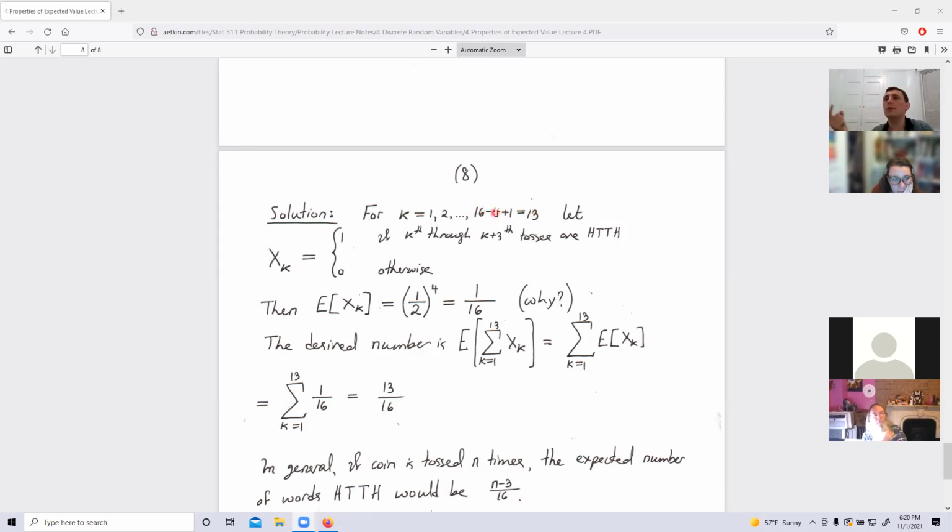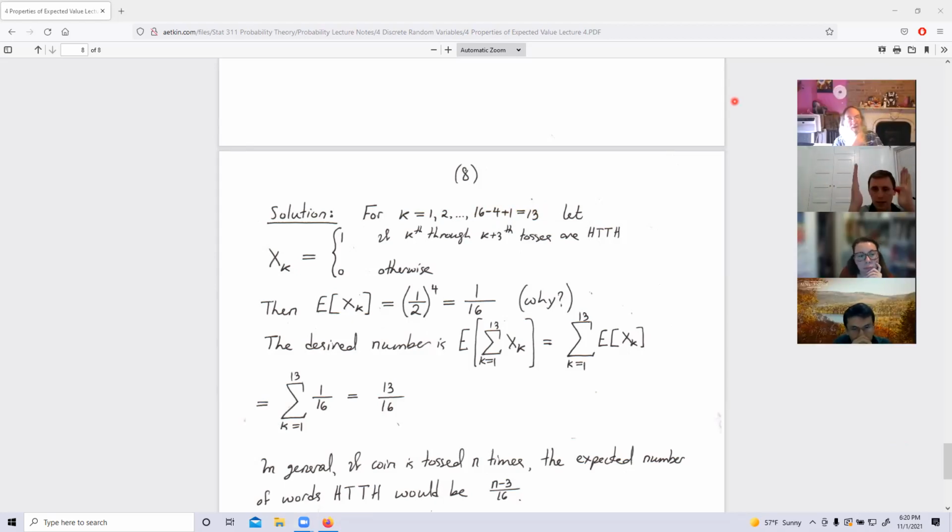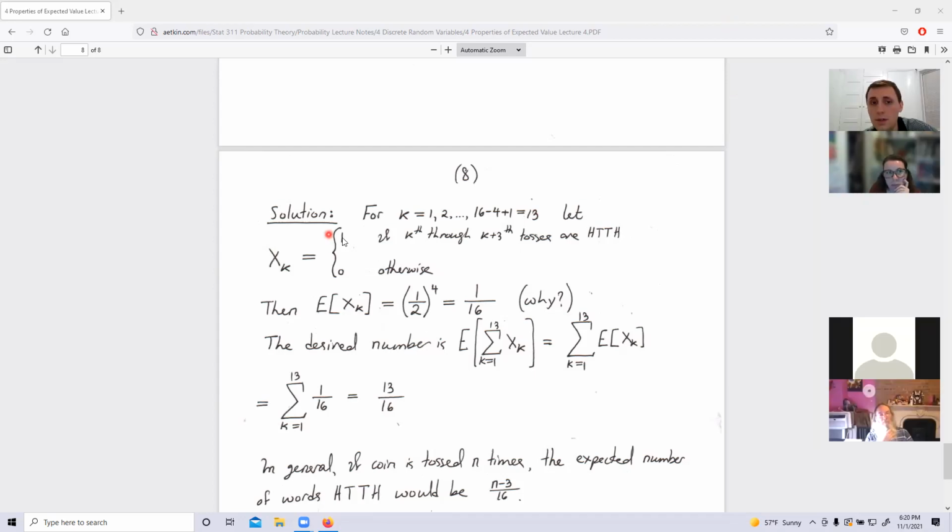You see, 16 minus 4 means I remove 4 of them, but I don't want to start from before removing 4, so I add 1. I hope you understand the plus 1 meaning here, guys. I take 16 minus 4. That's the last 4 that I can read, but that means that I overshot by 1. 16 minus 4 means I went 16, 15, 14, 13, and 12. So then I have plus 1. I go back to the 13th position. So there are in total 13 random variables. Do you agree? And each of them is 1 if the kth through k plus third toss are HTTH.